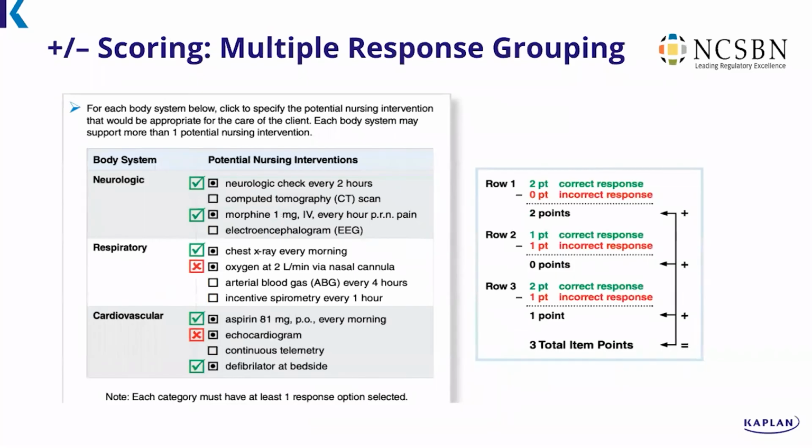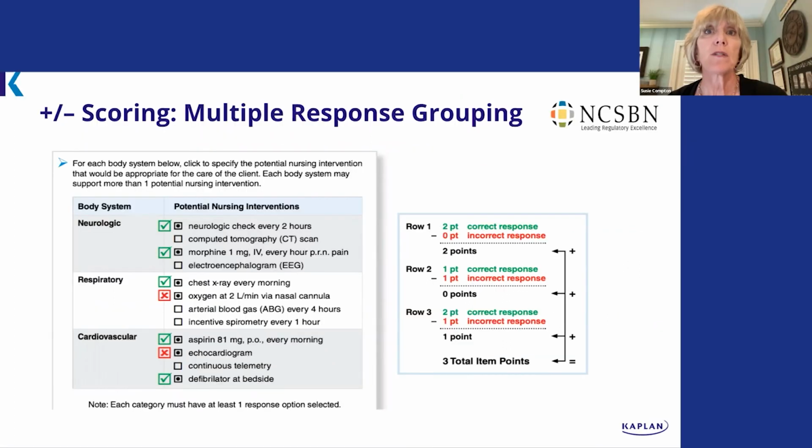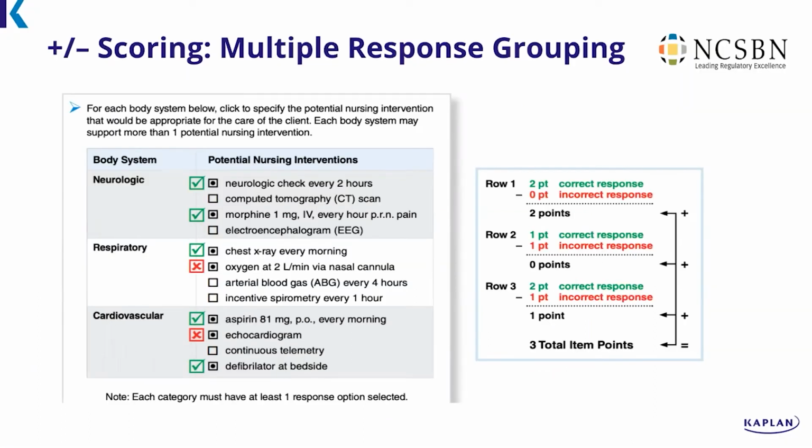In a multiple response grouping item, the plus-minus scoring is applied to each grouping. Then the totals from each grouping are added together to give the total score. You can see that each grouping is scored separately. This particular item is worth a maximum of 5 points: 2 points for grouping 1, 1 point in grouping 2, and 2 points in grouping 3. This student received 2 points in grouping 1, no points in grouping 2 because the correct answer was canceled out by the incorrect answer, and 1 point in grouping 3. The combined total, 3 points.